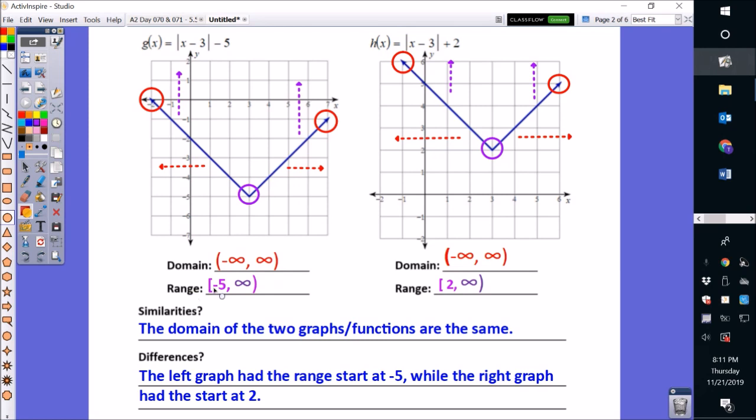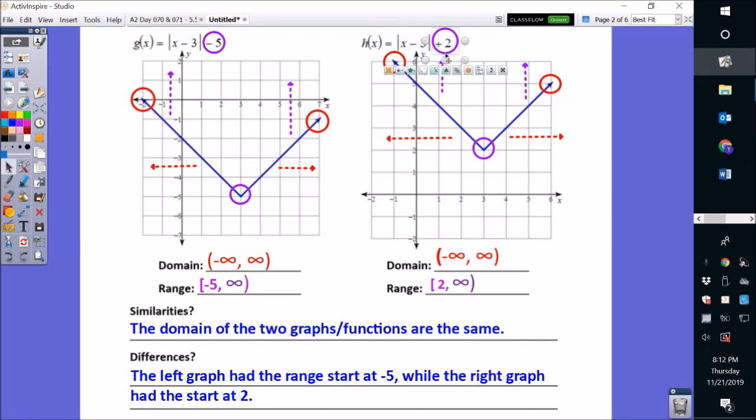So on the left graph, see how it started at -5? It's similar to, or ties into, this number right here. And then on the right, you see how it starts at 2, or positive 2. So it ties into this number right here. So that's a clue that this might help us identify domain and range, well, particularly range, when you are given only the equation. So take note that this can help you identify range.